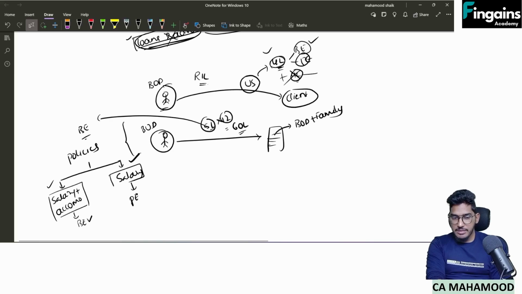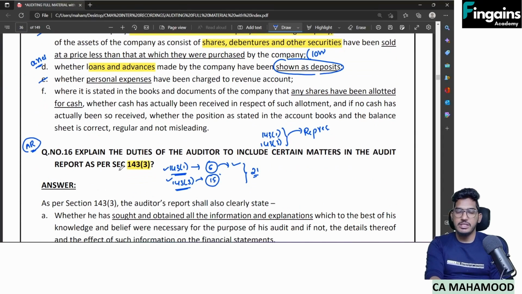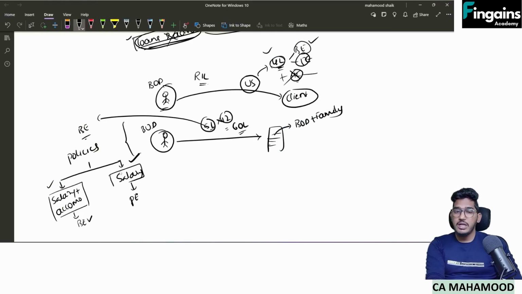Next, let us come to one more last point under 143 subsection 1, which needs to be verified and reported by the auditor: whether it is stated in the books and documents of the company that any shares have been allotted for cash. That means whether your client has allotted shares for cash. Can companies issue shares for other than cash also? We all know shares will be allotted for cash. But is there a possibility shares can be allotted for other than cash? Yes, there is.